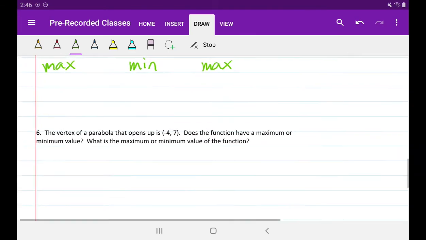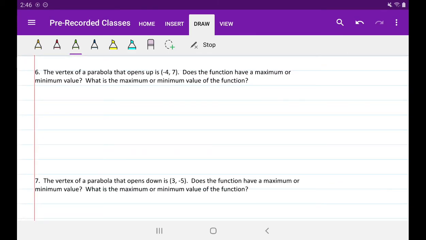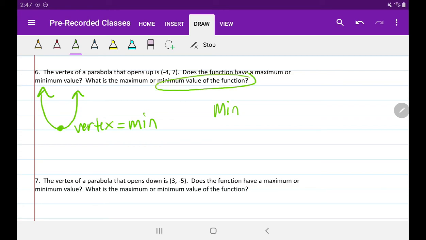For number 6, they say the vertex of a parabola that opens up is negative 4, 7. Okay, so if we open up, we look like this. So that means our vertex is going to be our min. So the question asks, does the function have a max or a min value? Okay, well, the first answer to that is just going to be min. And then they want to know, what is the max or min value? So remember, the max or min value is always the same thing as the y of the vertex. So we can just go back to the given information from the beginning of the problem, and so your min value is going to be 7.